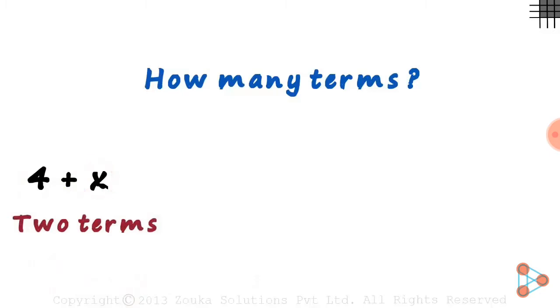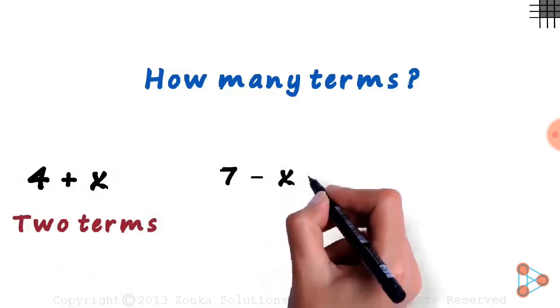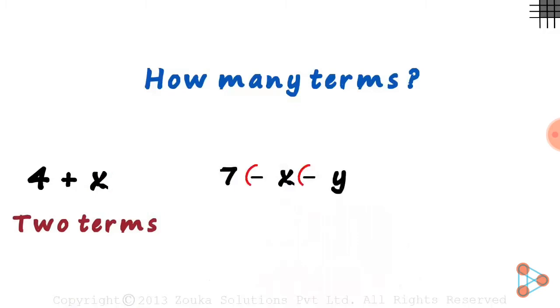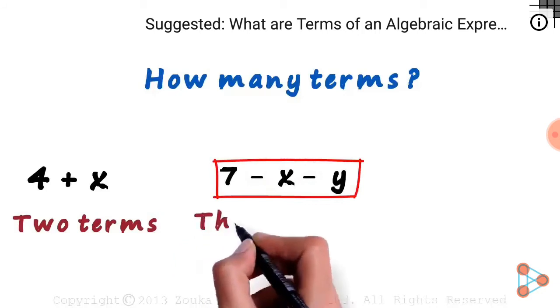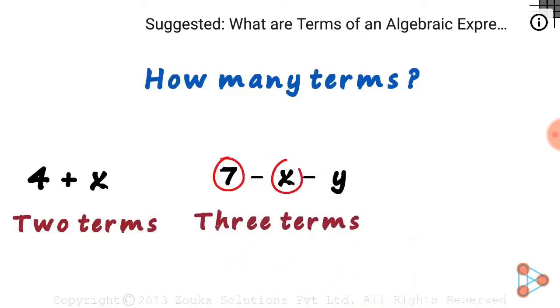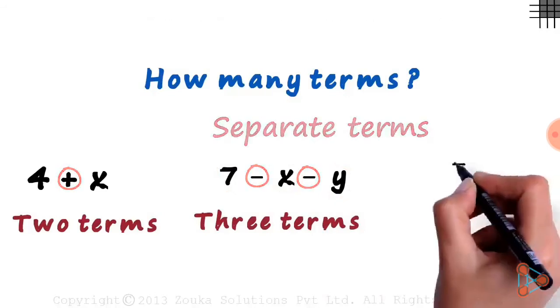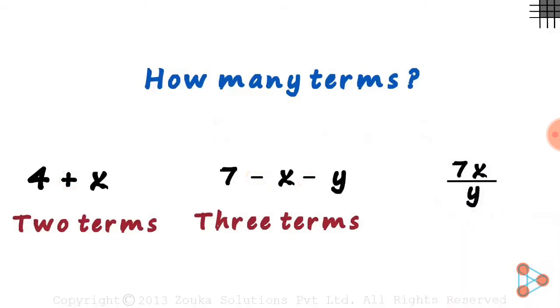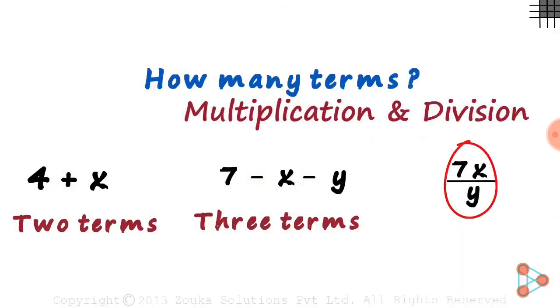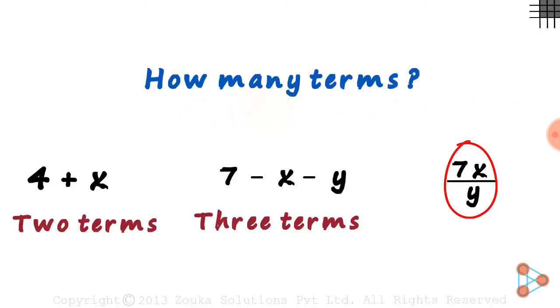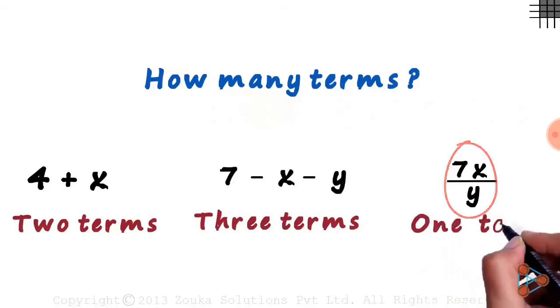Here's the second expression, 7 minus x minus y. We have two minus signs here. It means that this expression has three terms, 7, x and y. Remember, plus and minus separate the terms. What about 7x divided by y? This expression involves multiplication and division. And as we know, they do not separate the terms. This is just one term.